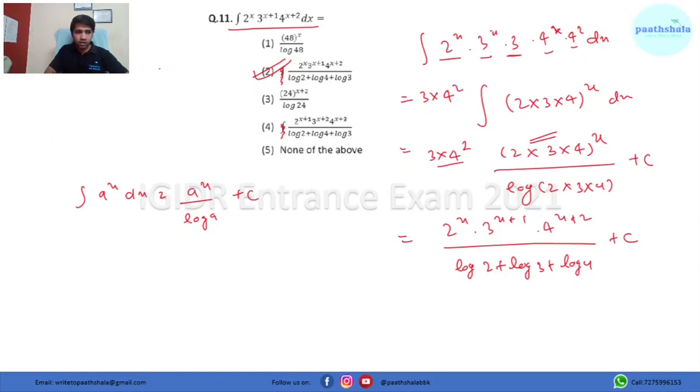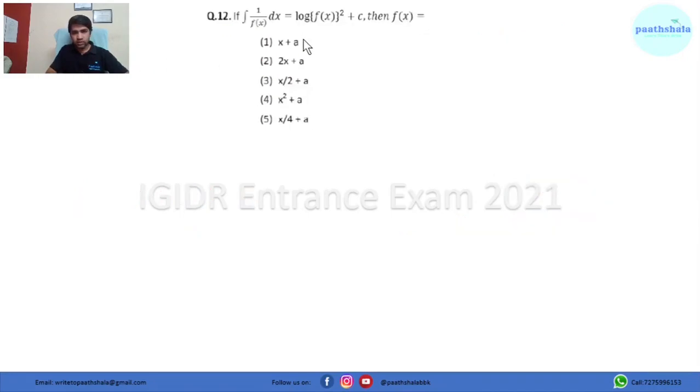Okay, so let's move to the next question. Here in this question, it is given that integral 1 upon f(x) dx equals log (f(x)) whole square plus c. So we can rewrite it as 1 upon f(x) dx equals, this is log f(x) whole square, so we can rewrite it as 2 log f(x) plus c. Now we have to find this f(x).